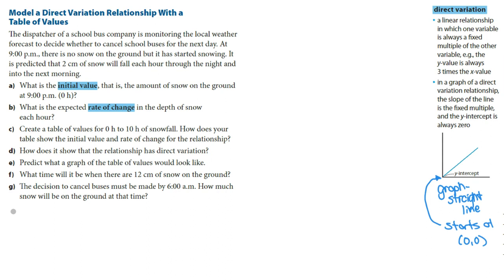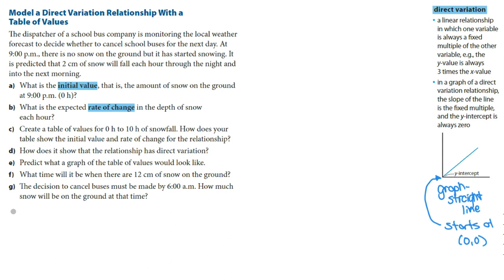The dispatcher of a school bus company is monitoring the local weather forecast, so he's looking at snowfall. At 9 p.m., there is no snow on the ground, but it has started snowing. It is predicted that 2 centimeters of snow will fall each hour through the night and into the next morning. So at 9 p.m. there's no snow, and then every hour after that there'll be 2 centimeters. At 10 p.m. there'll be 2 centimeters, at 11 p.m. there'll be 4 centimeters, and so on and so forth.